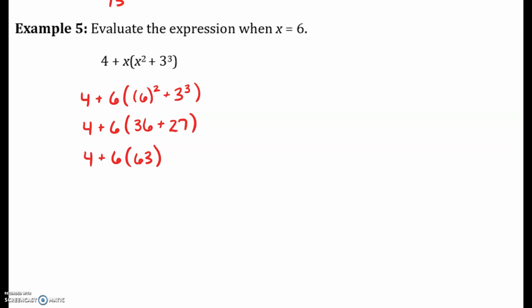And then be very careful here. You have addition and multiplication. Please remember you have to multiply before you add. 6 times 63 gives us a pretty large number. We end up with 378. And then as we add these two numbers together, 4 plus 378 gives us a final answer of 382.